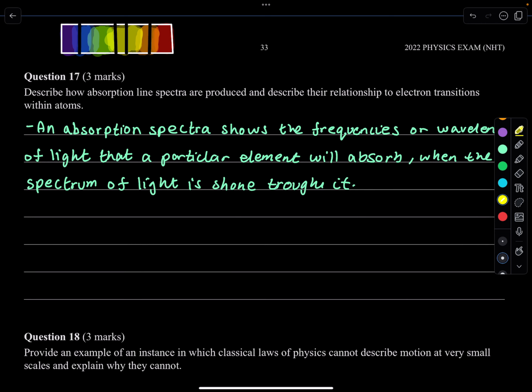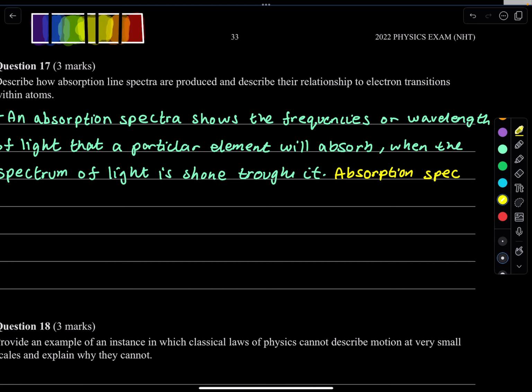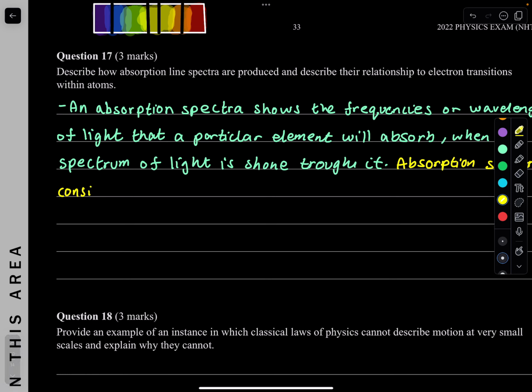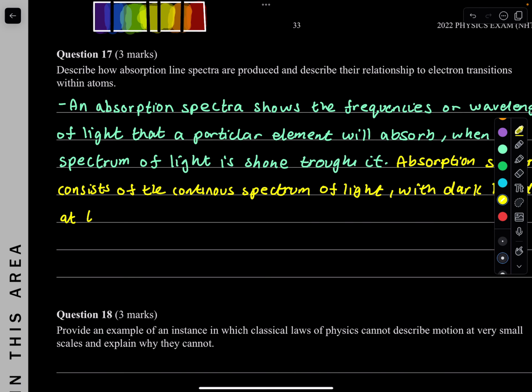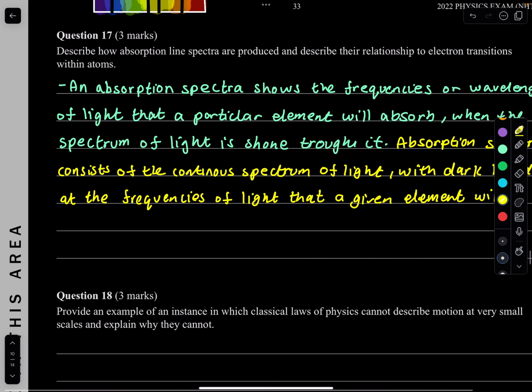Beautiful. Now, that's a nice summary, and we're going to say absorption spectra consists of the continuous spectrum of light with dark bands or lines, you can say lines, but dark bands is more, at the frequencies of light that a given element will absorb. Nice, absorb.